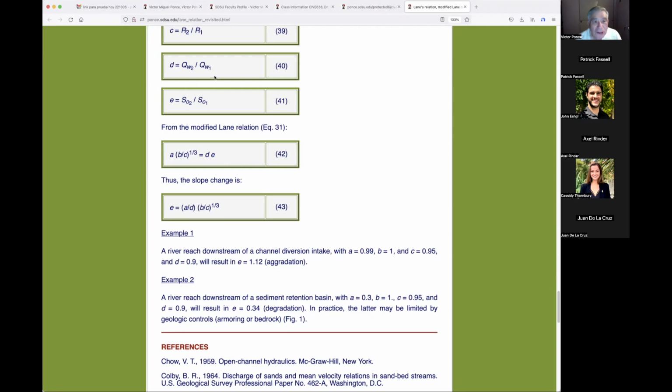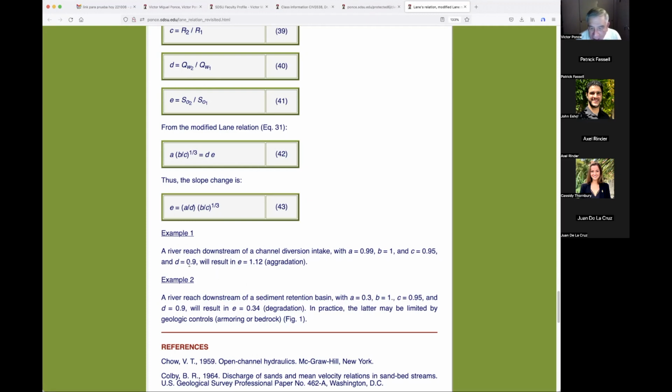D is the discharges, right? The water discharge is changing. The ratio of water discharges, 0.9, meaning development was 90% and pre-development 100%. And we get aggradation.